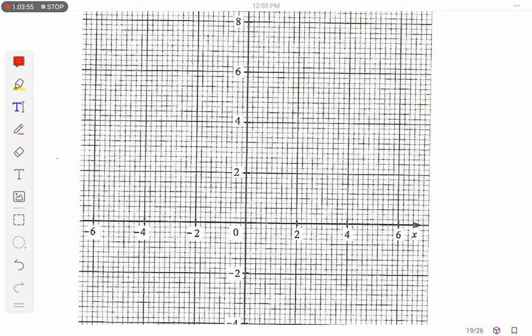So the first point D is 1, 3, so my 1 is here and my 3 is here. So it's going to be this point here. That's my D. Then the next point is 1, 5. So 5 is here, so this is my E. Then the last point F is 2, 5, so it's here again. That's my F. So my triangle is this one in red here.